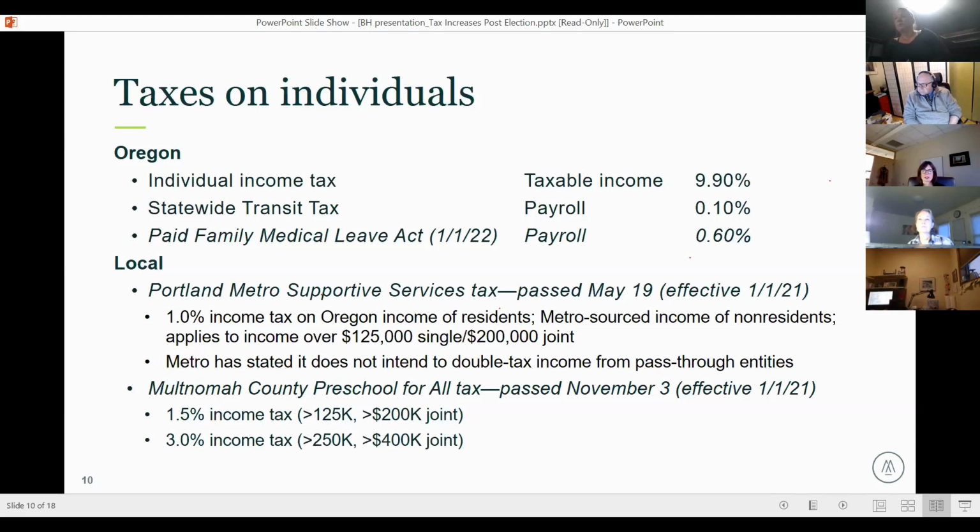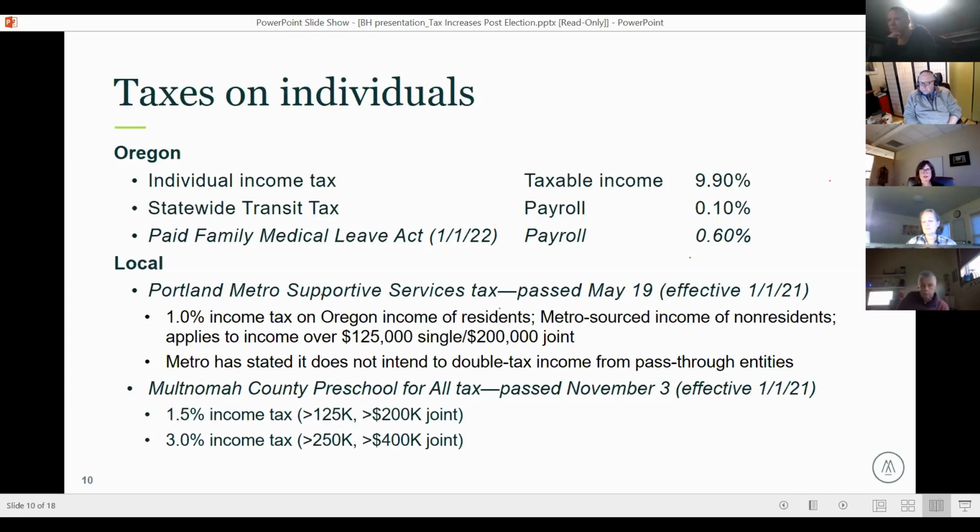Then we have the Multnomah County Preschool for All tax that passed a couple weeks ago now, also effective 1/1/21. So this is another tax with a pretty short fuse on it. This is 1.5% on income over $125,000 or $200,000 joint, 3% over $250,000 or $400,000 joint. Kind of a key point here that didn't get a whole lot of play is that baked into this ordinance, after 5 years, those rates increase to 2.3% and 3.8%. At the 1.5% bracket level, that's over a 50% increase in that tax rate, and the 3.0 goes to 3.8 as well. That's baked in right now.